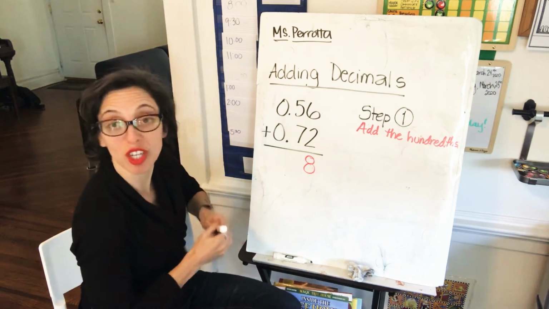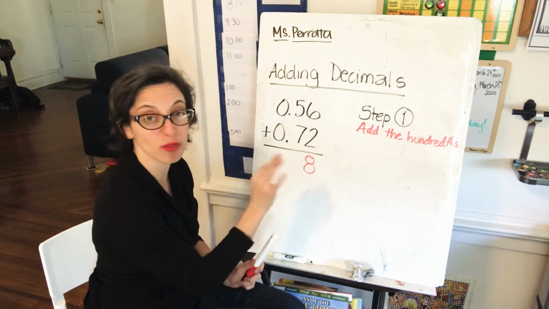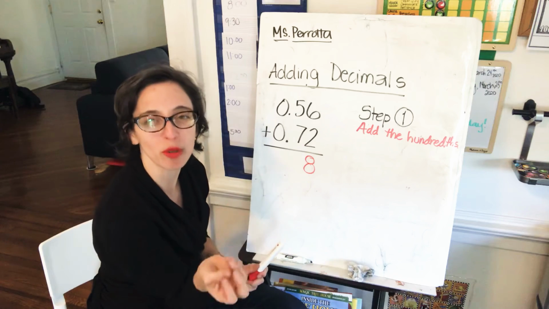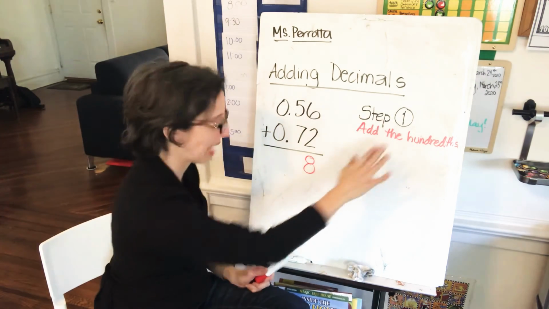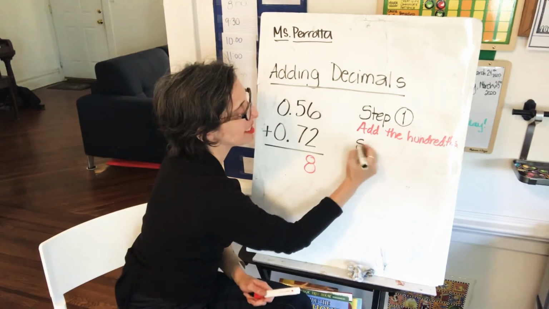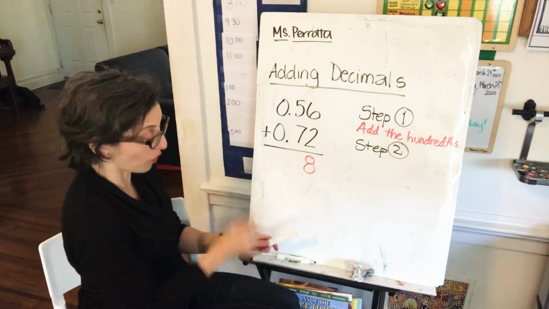Oh, good thing to know. I do not have to regroup. So for this step, I do not have to regroup. We know in the future that we might have a problem where we have to do that, but step 1, it's just add the hundredths. Let's go to step 2, which is going to be moving over to my next column.